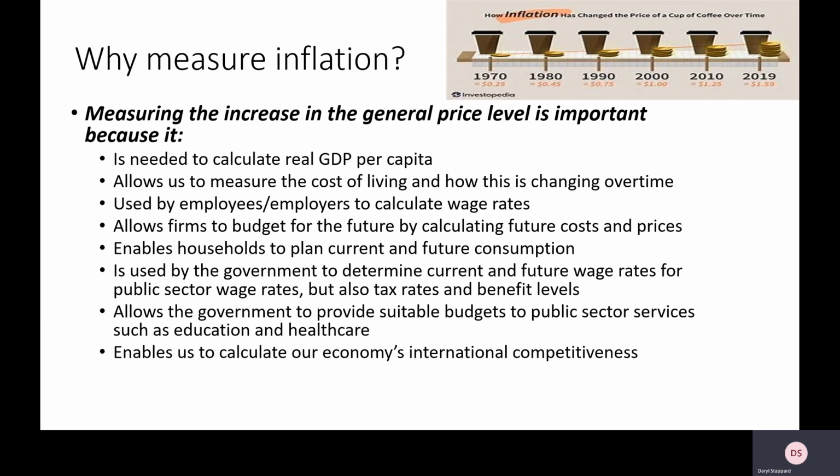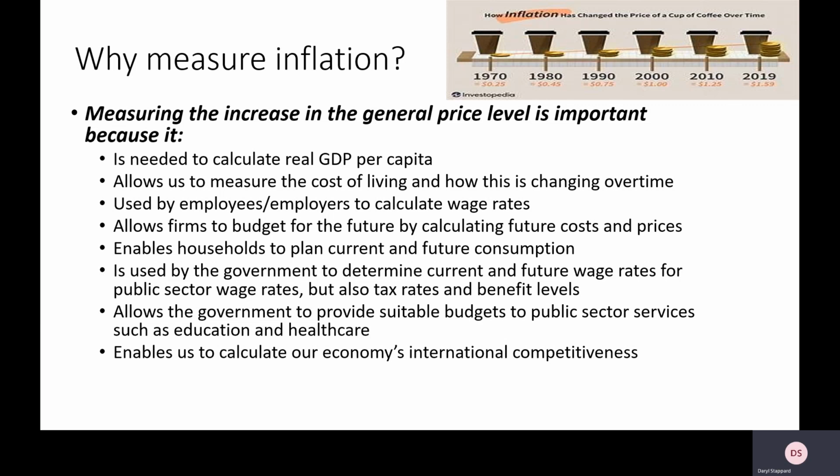Now that's really, really useful for businesses, so employers, but also employees to calculate their wage rate. So businesses have got to consider, is the wage that we're offering our workers fair? Or is it a livable wage? Well, to do that, we've got to be looking at the cost of living and how it changes over time.